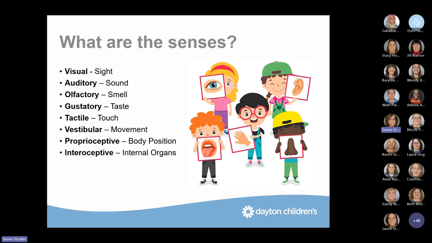And then interoceptive, which is your internal organs. That's that autopilot, that state of arousal where you recognize, oh, my stomach feels weird, I must need to eat, or I need to use the bathroom. It's those internal organs communicating with your body about what tasks need to be done.